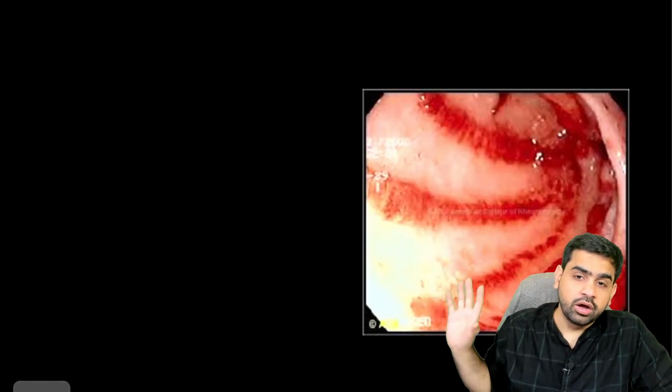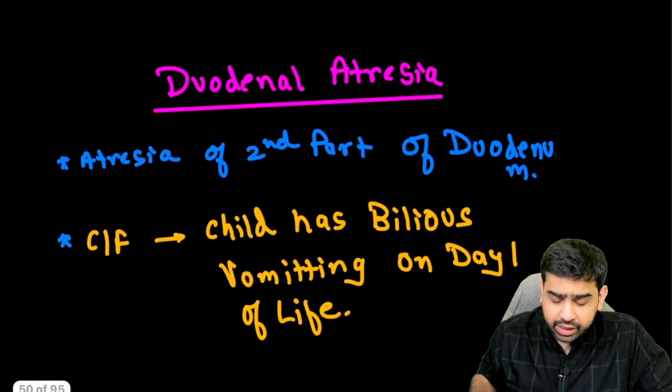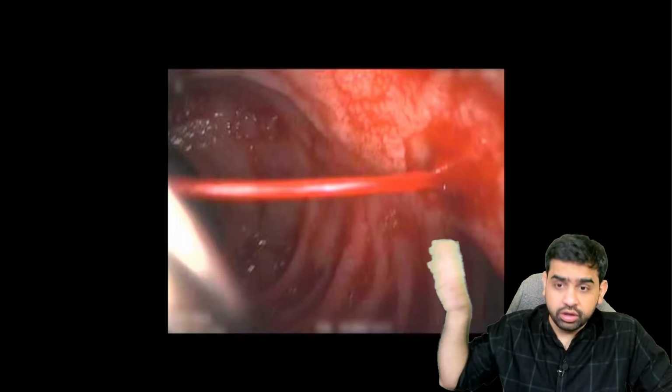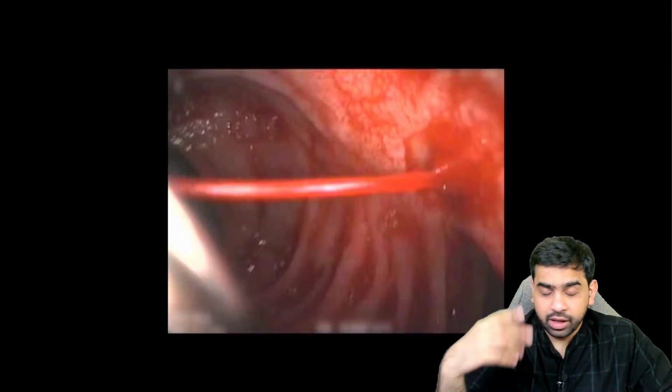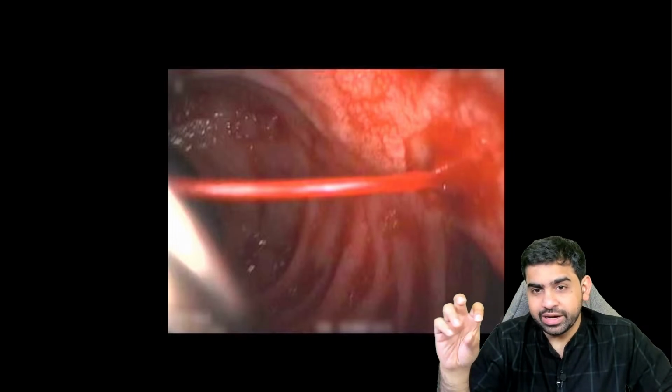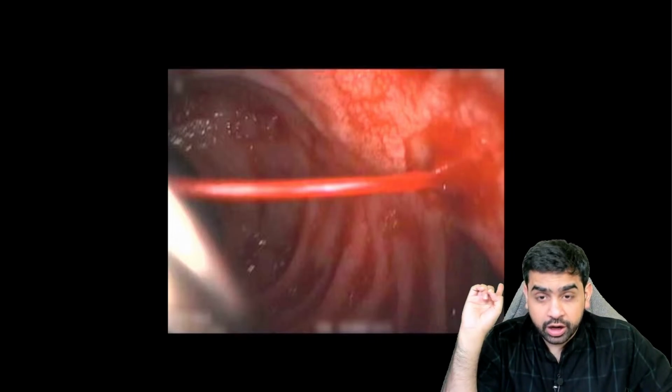Now, what is this? This is your watermelon stomach. This is gastric antral vascular ectasia, GAVE. This is what you need to understand over here. Now, what is the management of the Dieulafoy's lesion? You first apply a clip. If not, then you try to coagulate it. If not, then you have to perform a wedge resection. That is the management of this Dieulafoy's lesion.